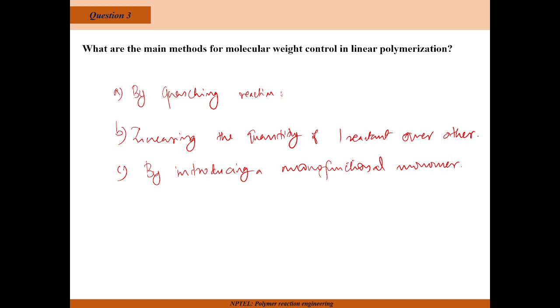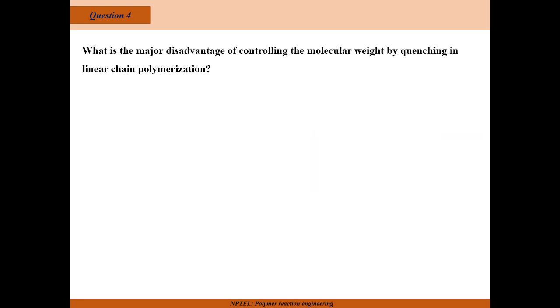Then it's fine. So let's go on to our next question. These are the answers. The next question is, what are the major disadvantages of controlling the molecular weight by quenching in linear chain polymerization? We said that there are basically three methods, but controlling the temperature has a major disadvantage. What is that?